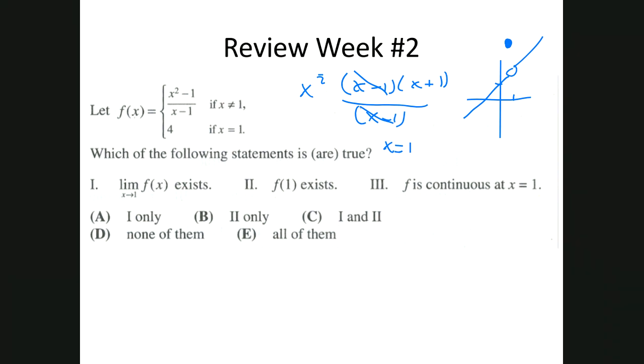Okay? So it says the limit as x approaches 1 of f of x exists. Sure does. When I go towards 1, doesn't matter if there's a hole in the graph, it does exist. The f of 1 exists. Yeah, it sure does. F of 1 is right here. It's 4. There's no question about that. F is continuous at x equals 1? Not a chance. There's a hole in the graph. It's not continuous.